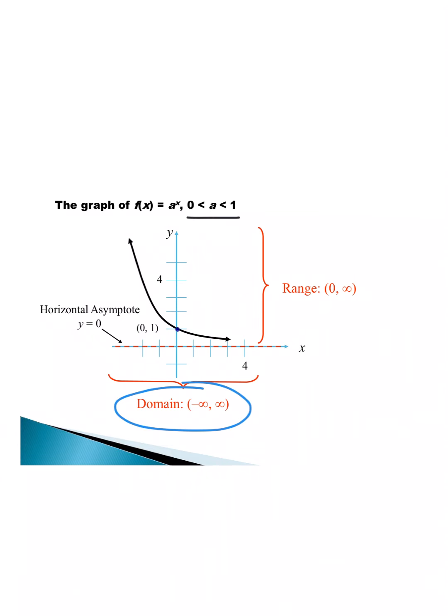Your range is also going to stay the same. Your range is going to be from 0 to infinity. We also have our horizontal asymptote of y equals 0, and we have the same intercept of (0, 1). So nothing has changed here. And one thing to note, for your exponential functions, you will always have a domain of negative infinity to positive infinity, no matter what the function has been changed to be, as long as it is exponential.